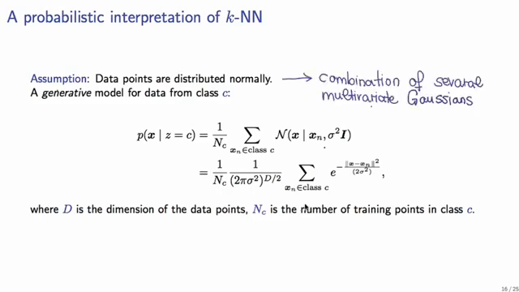We assume that our data has been generated from a combination of several multivariate Gaussians and model this by placing a multivariate Gaussian over each data point, and then use these Gaussians, which use our data points as the means, to derive a generative model for our data.